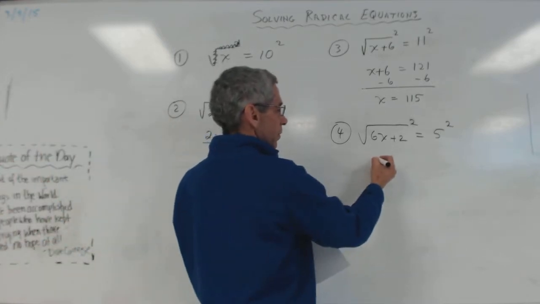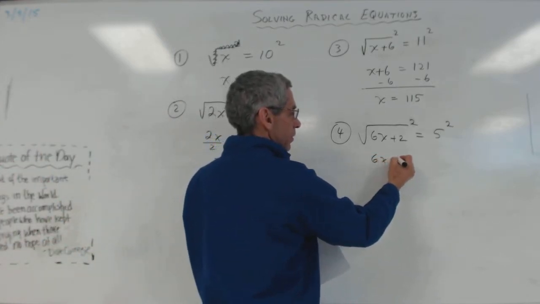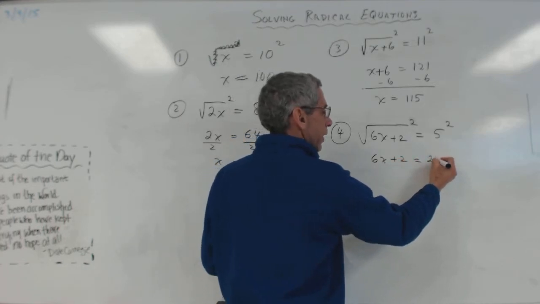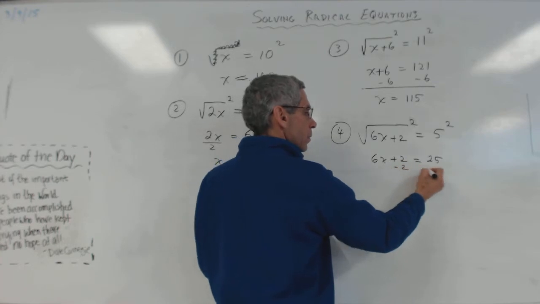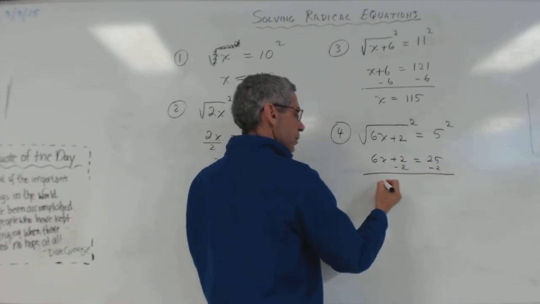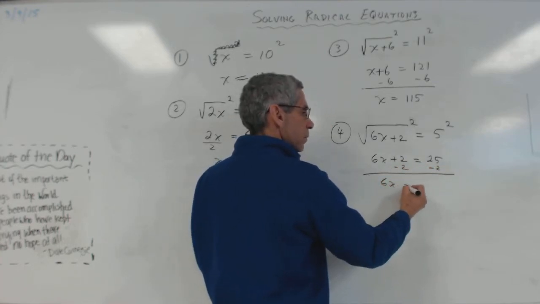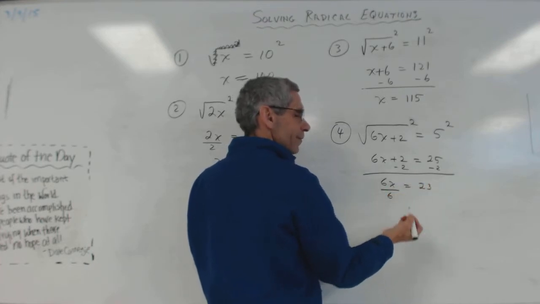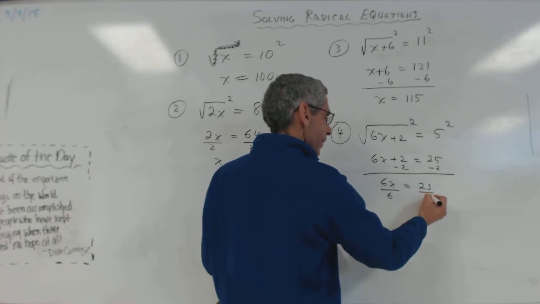Okay. And then that's 6x plus 2 equals 25. And then you would subtract. 6x equals 23. I don't think it was 23 over 6, guys.